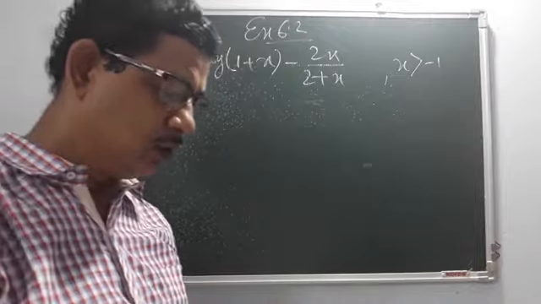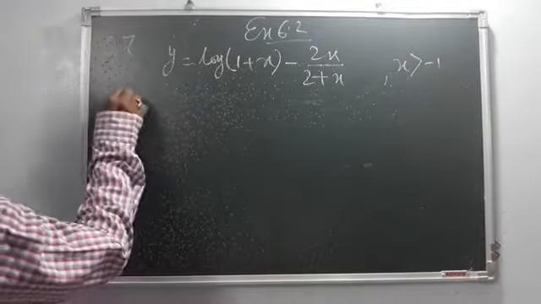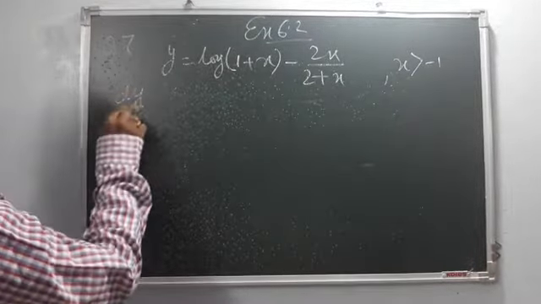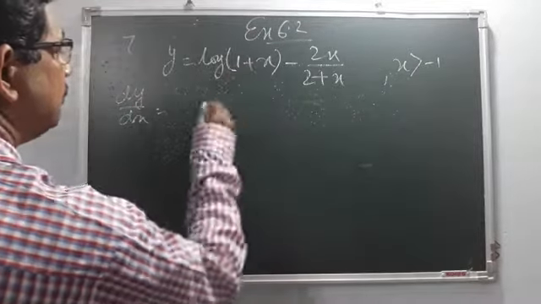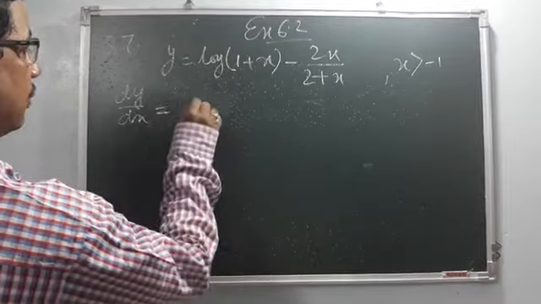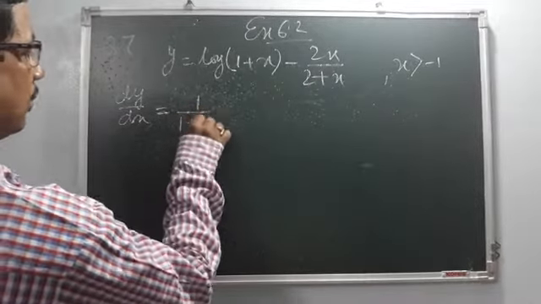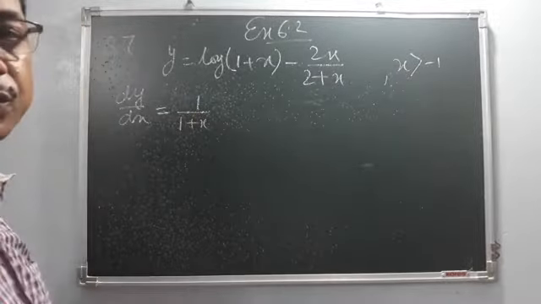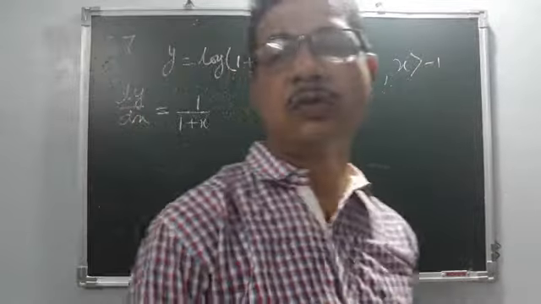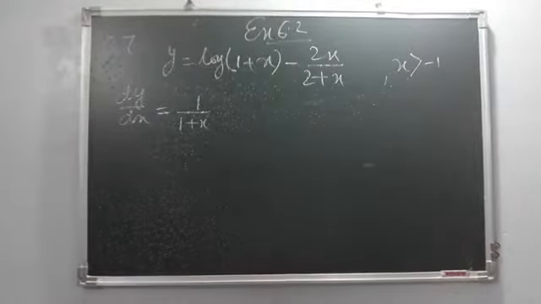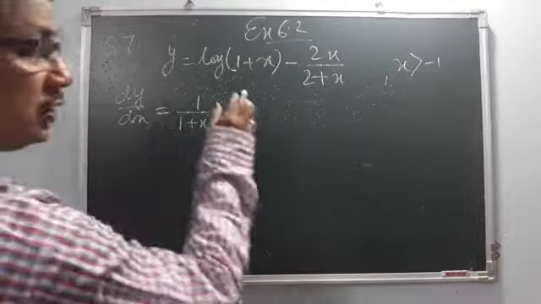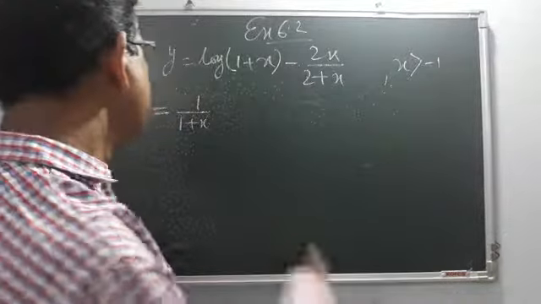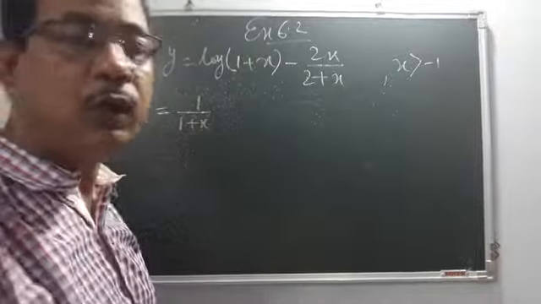Well, now we have to differentiate. We have to calculate dy/dx. If we differentiate y with respect to x, the differentiation of log of something is 1 by that thing, and again you have to differentiate 1 plus x. Differentiation of 1 plus x gives 1 only, since differentiation of 1 is 0 and of x is 1.